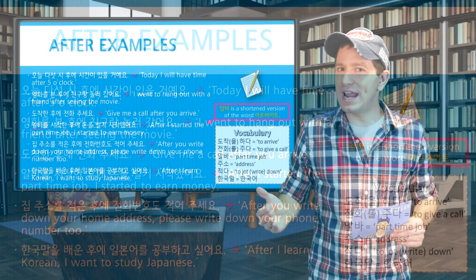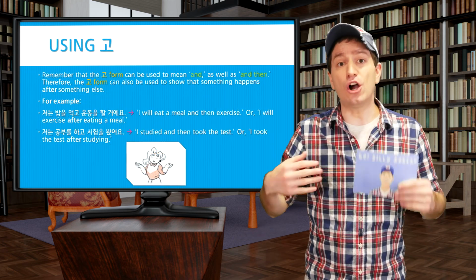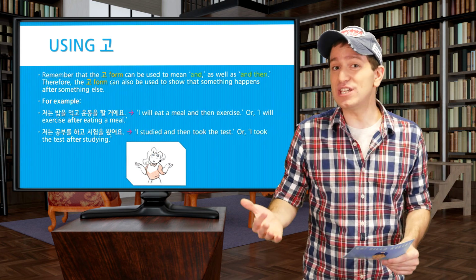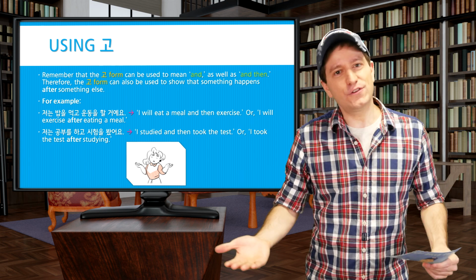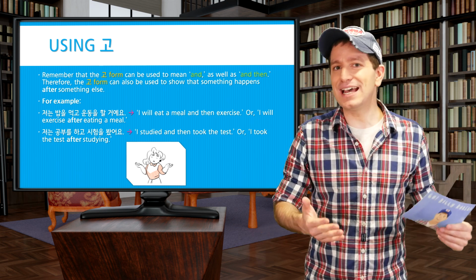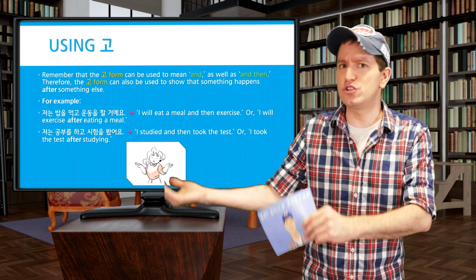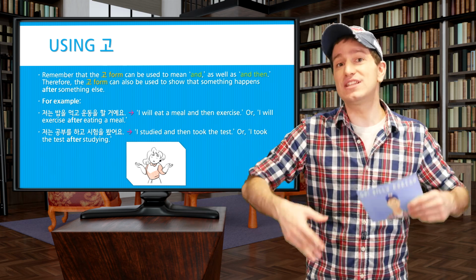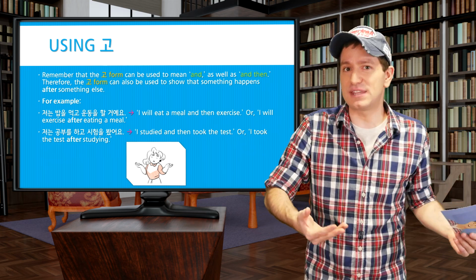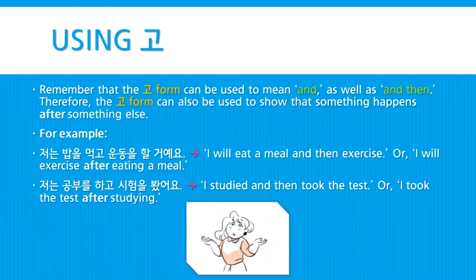But there's one more way to say after, and we've actually already learned it, and that's by using the regular 고 form. If you remember, the 고 form can mean and or and then after doing something. So you can also use this form just to say that you did something after doing something else. For example, 저는 밥을 먹고 운동을 할 거예요. I will eat a meal and then exercise. Or I'll exercise after eating a meal.